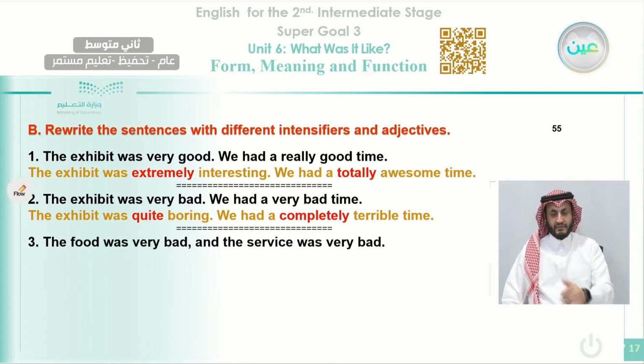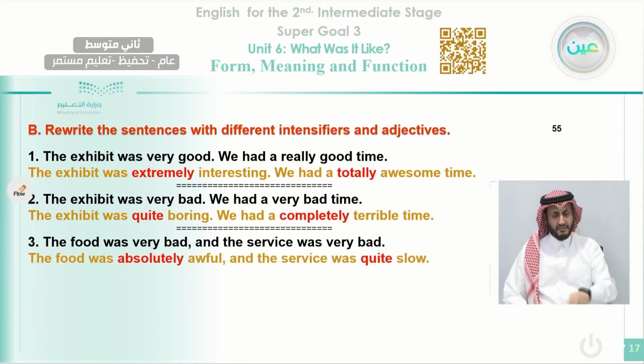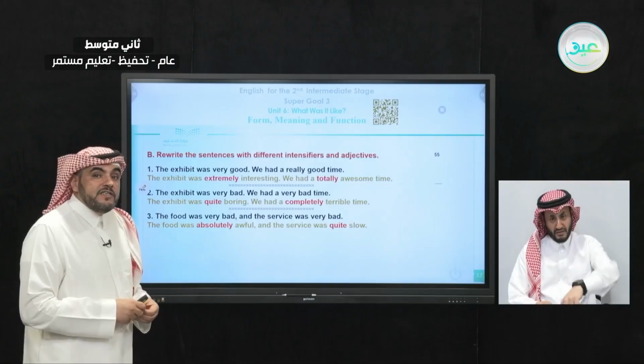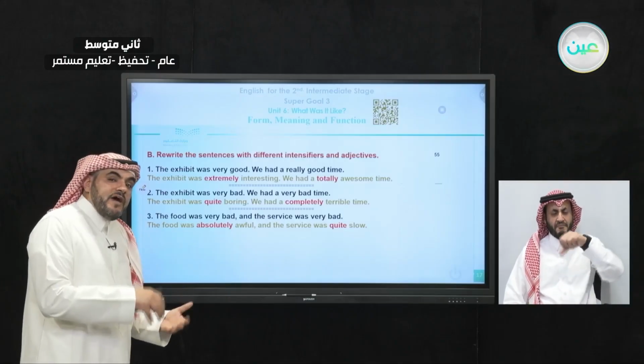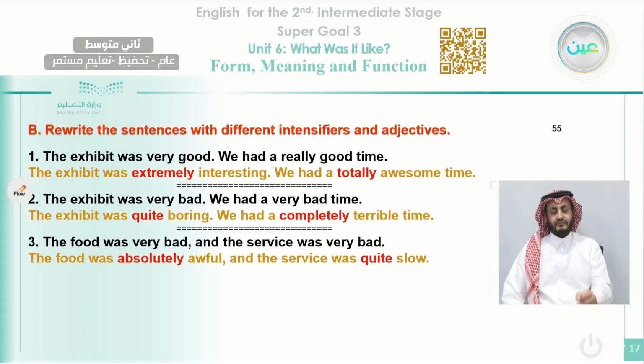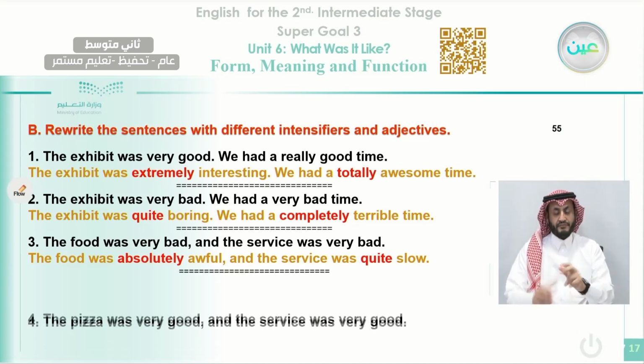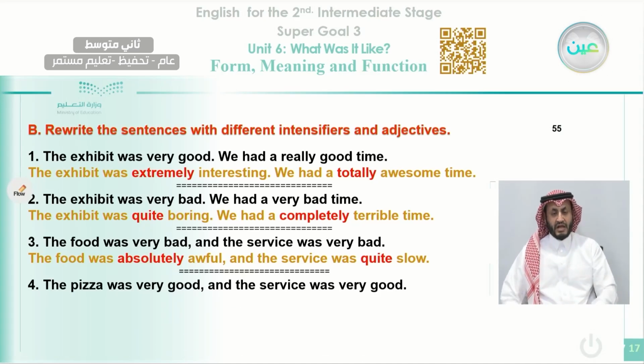Another sentence here: the food was very bad and the service was very bad. We can say the food was absolutely awful. Awful here, as we said, is a strong adjective which describes the food as very bad. Instead of saying very bad, you can say awful. And the service was quite slow. Here also we are modifying the adjective slow using the intensifier quite. The pizza was very good and the service was very good.